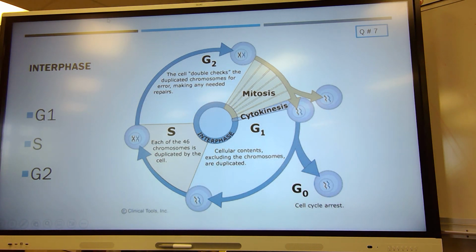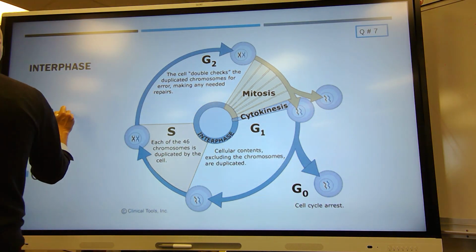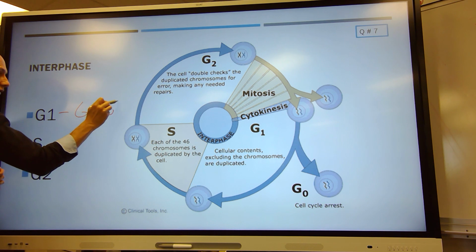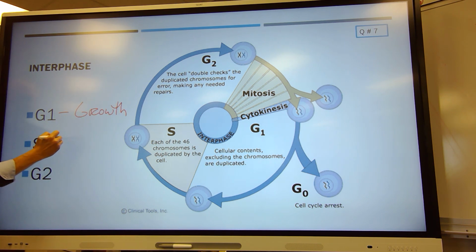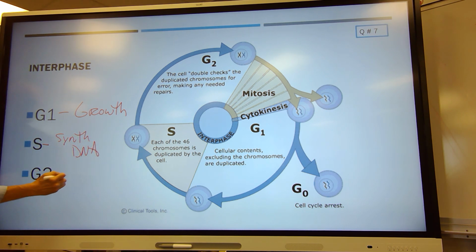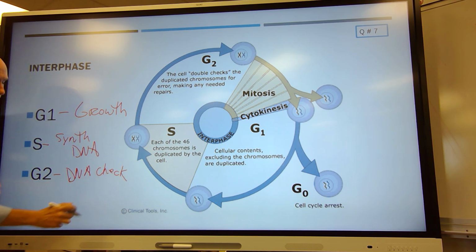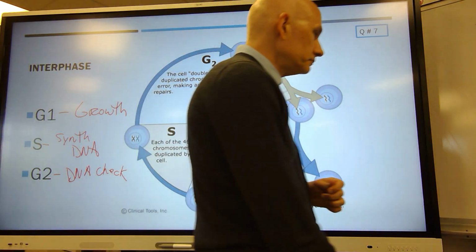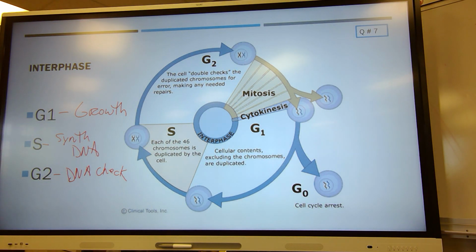But your main phases of mitosis, you've got interphase. G1 is simply where you're going to have the growth of the cell. S phase is where we're going to synthesize our DNA replication. And G2 is basically our DNA check and our prep for division. And so as we are going through interphase, there are going to be multiple checkpoints and stages.